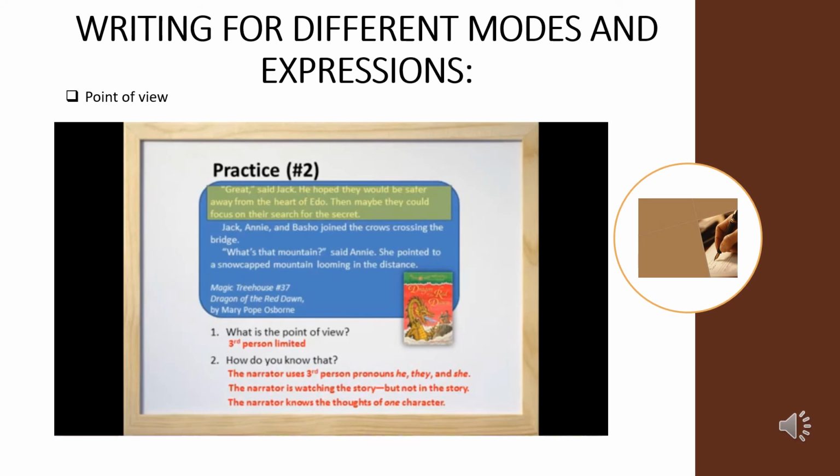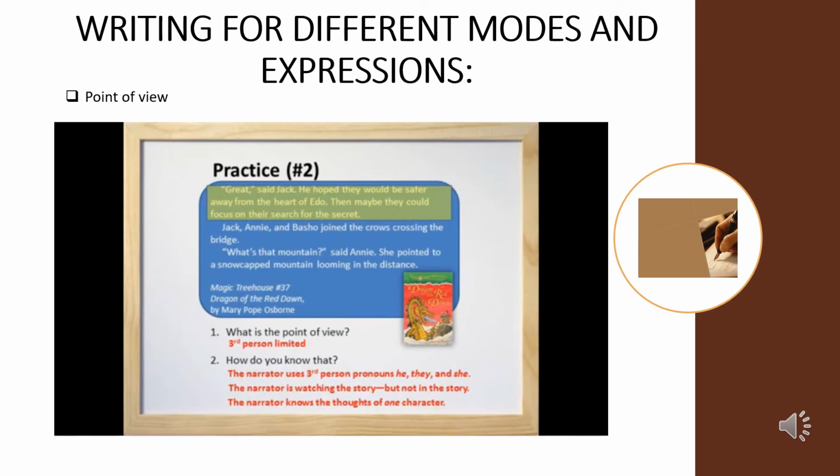Here, we see silent thoughts and feelings that Jack is having. One of them is that Jack hopes his group will be safer when they leave this place called Ado. Another silent thought Jack is having is that maybe his group can then focus on the search for the secret. Did Jack say those words out loud? Did he tell someone else about this? No. Those thoughts were totally silent, but the narrator knew them. That shows us that the narrator knows what Jack is thinking.